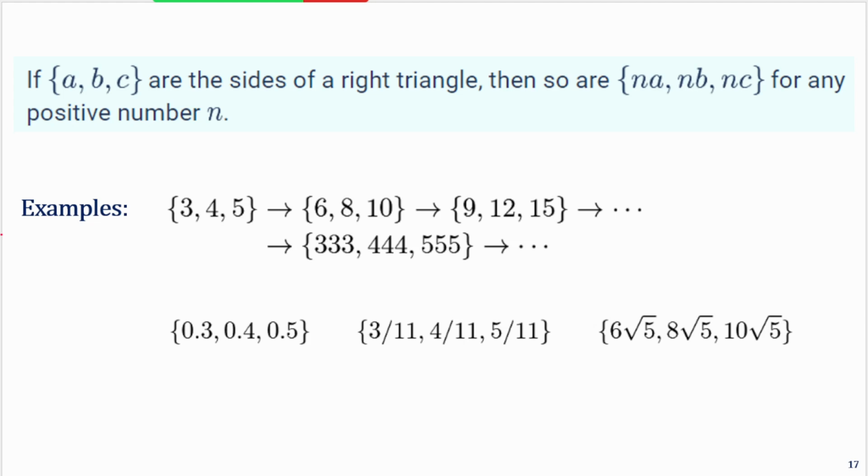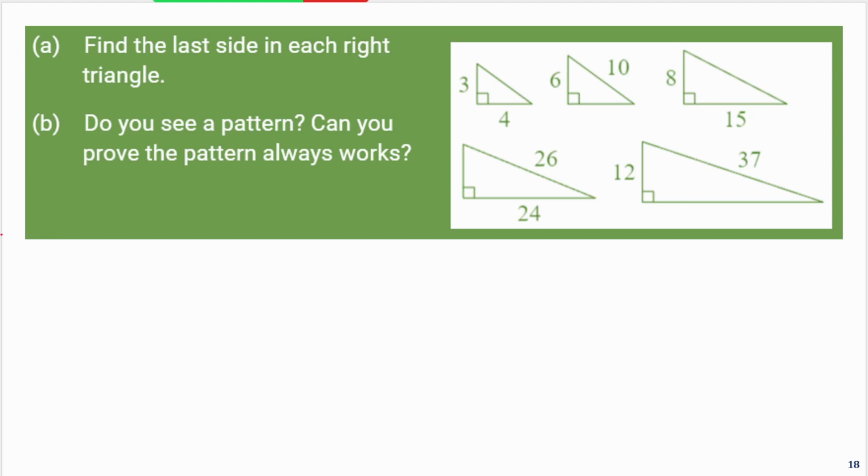Okay, if no questions, let's consider another problem. First question, can you find the last side in each right triangle? And second, can you find any pattern? If you can find that, can you prove the pattern always works? So I'll give you 3 minutes here to consider this problem, and then we'll have a look at the solution together, okay?